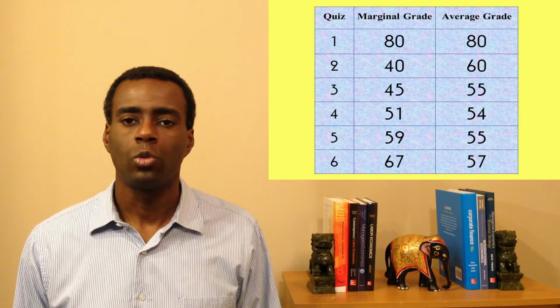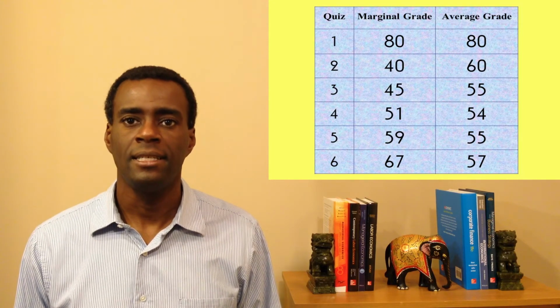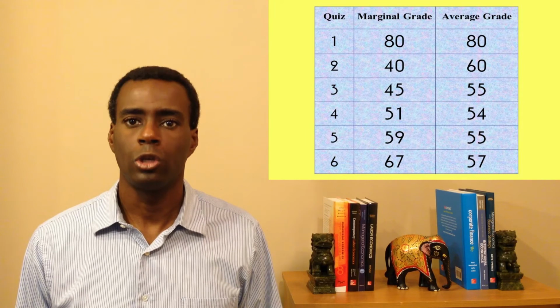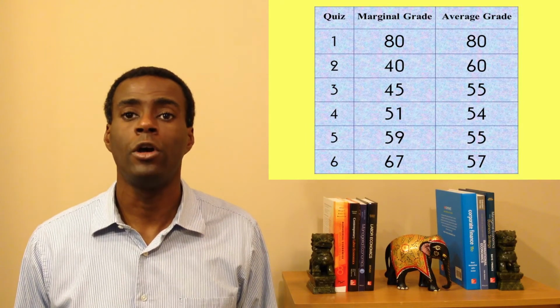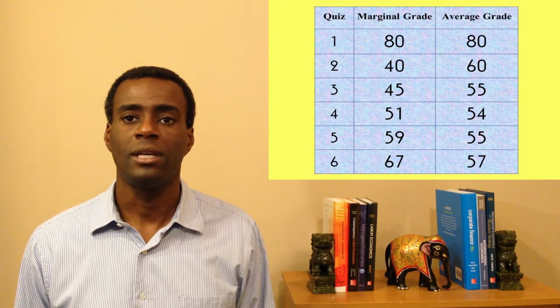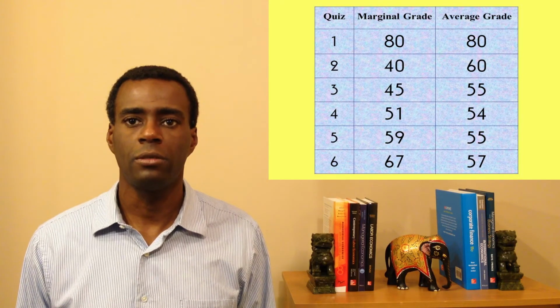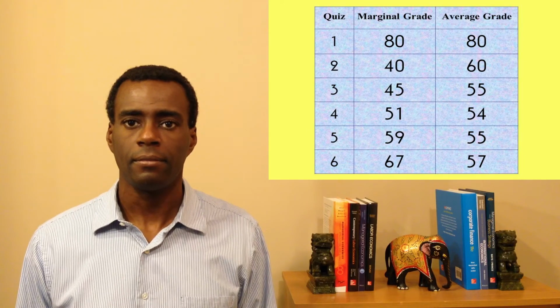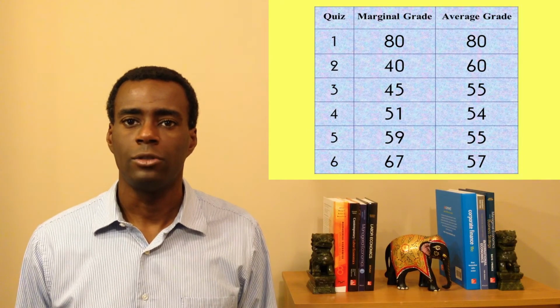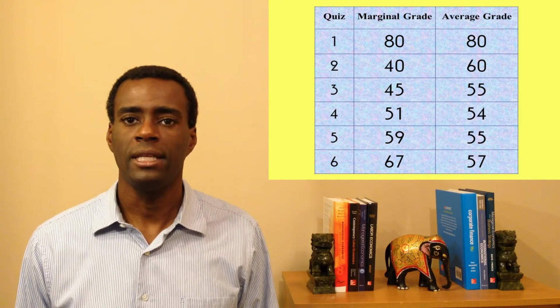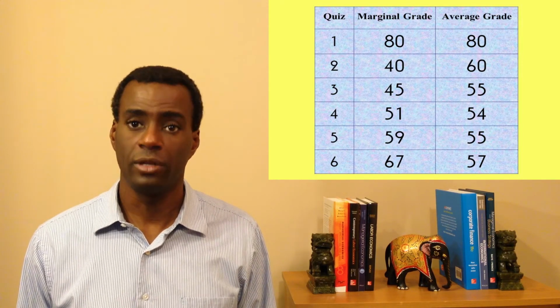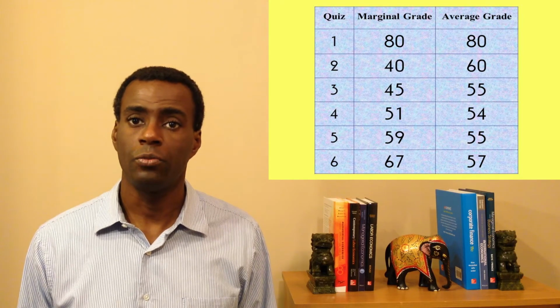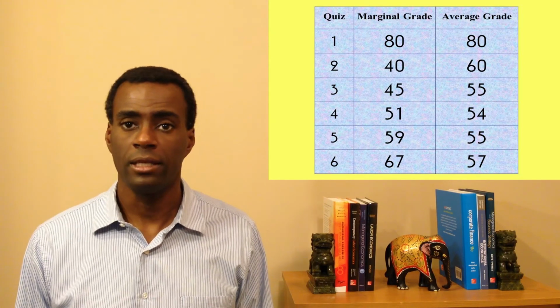Let's say that the first quiz was relatively easy and the student doesn't really prepare for the second quiz, has difficulty, and only obtains a grade of 40. Then we can very easily calculate the average grade to be 60. Let's say that the student then works a little harder for their third quiz and obtains a grade of 45, which is still higher than the preceding grade of 40.